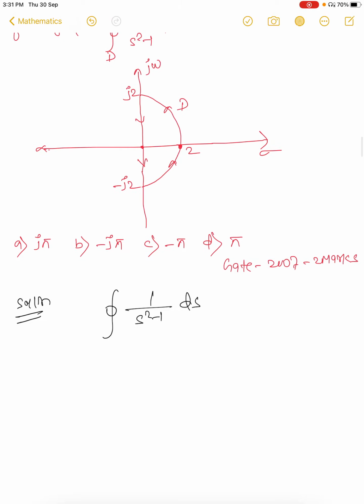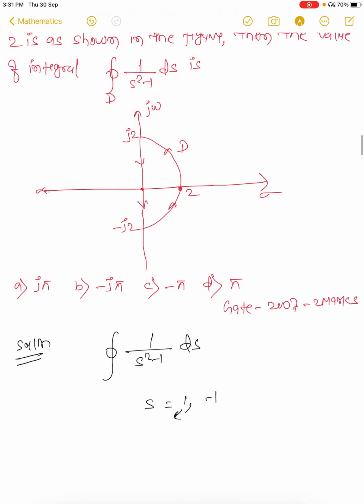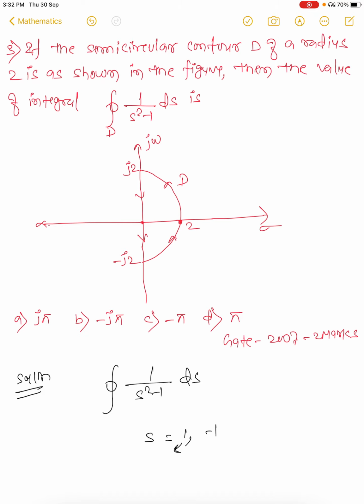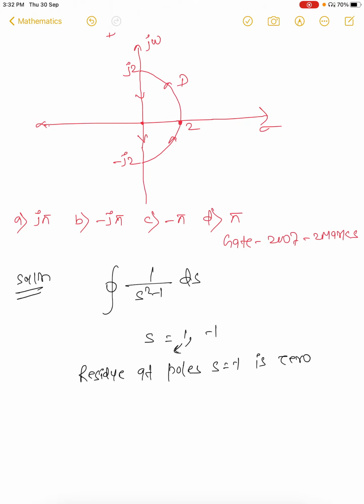The poles are 1 and minus 1. Okay, 1 is inside the semicircle contour, and minus 1 is outside. So the residue at s equal to minus 1 will be 0, because it is outside of the contour.